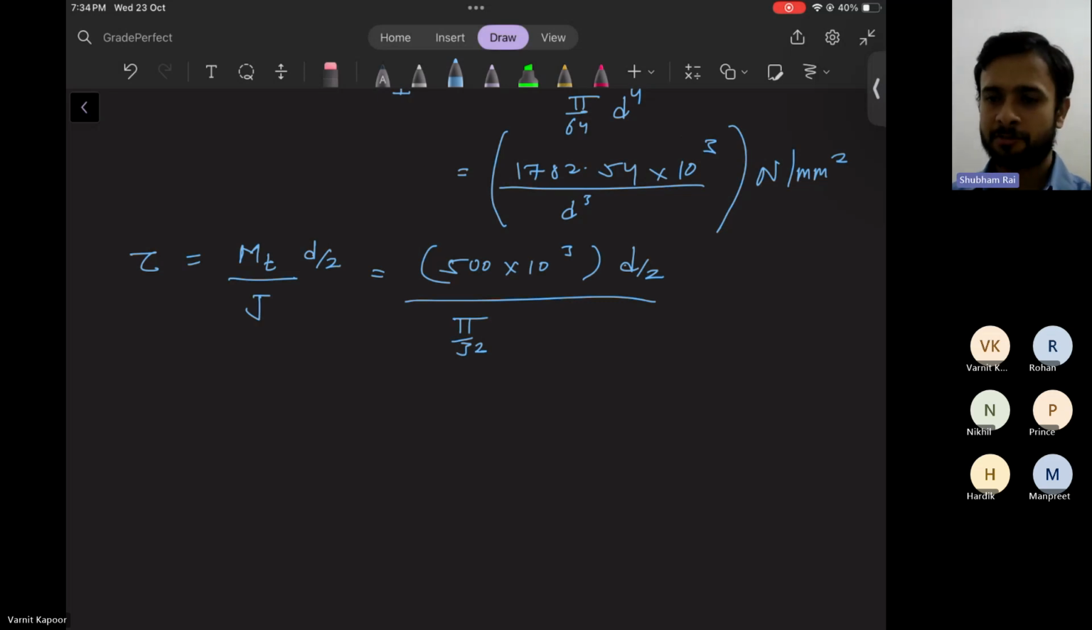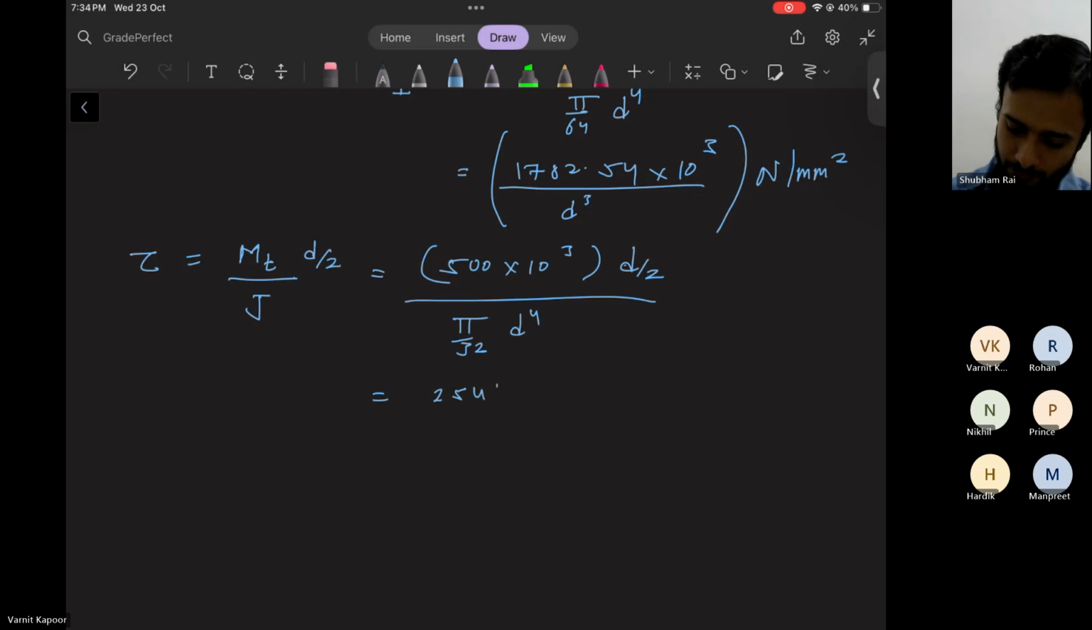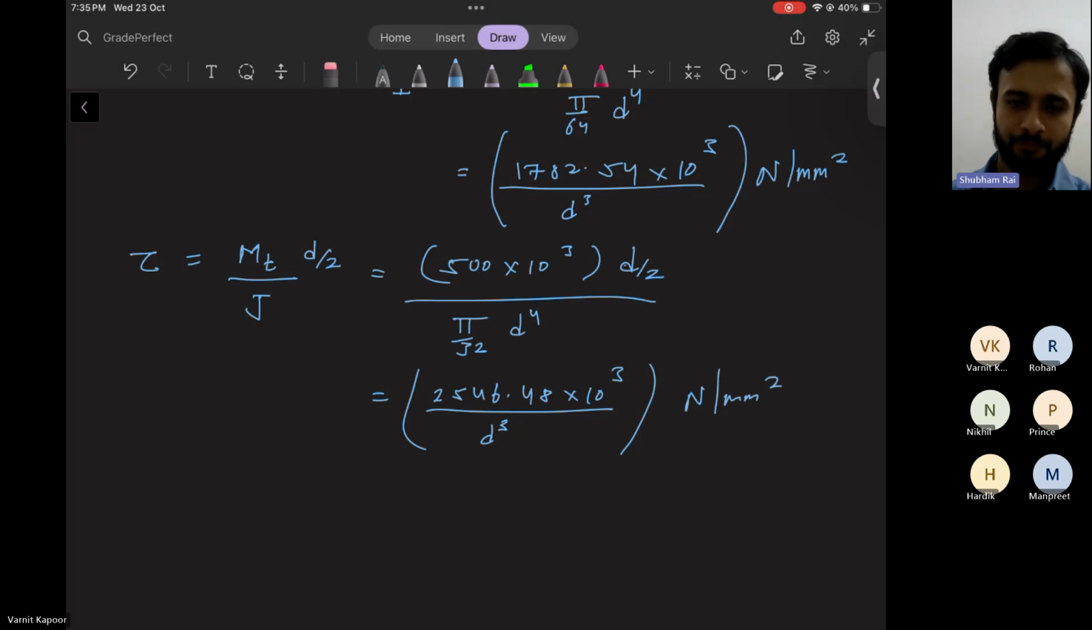This is nothing but the perpendicular axis theorem. Ixx plus Iyy is equal to Izz. So Izz will be twice of Ixx, because Ixx is equal to Iyy. So this will be twice of what we have written, pi by 32 d to the power 4, and when you calculate, it will be 2546.48 times 10 to the power 3 divided by d cubed. Okay, so you have Newton per mm square.